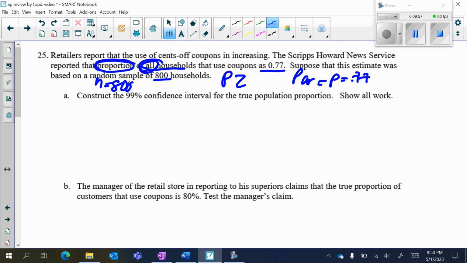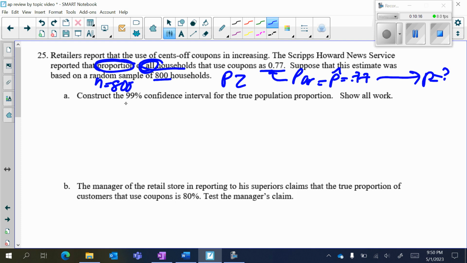And it sounds like this estimate was based on a sample of 800. So we're not actually going to call this P. We're going to call this P hat because it seems like that number was from the sample data. And what we're going to do is create an interval around the sample P hat in order to estimate the true proportion P.